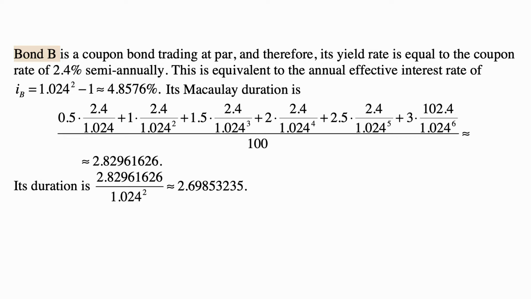Its effective duration is the Macaulay duration divided by 1 plus the annual effective interest rate, and 1 plus the annual effective interest rate is equal to 1 plus i_B, so 1.024 squared. And the result of this calculation is 2.69853235.